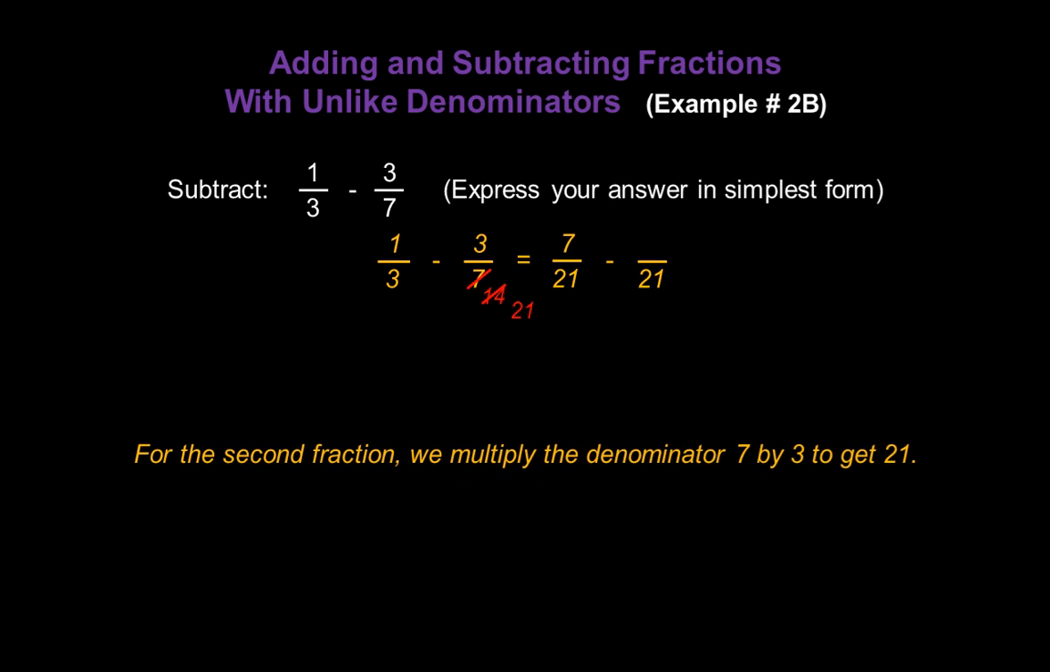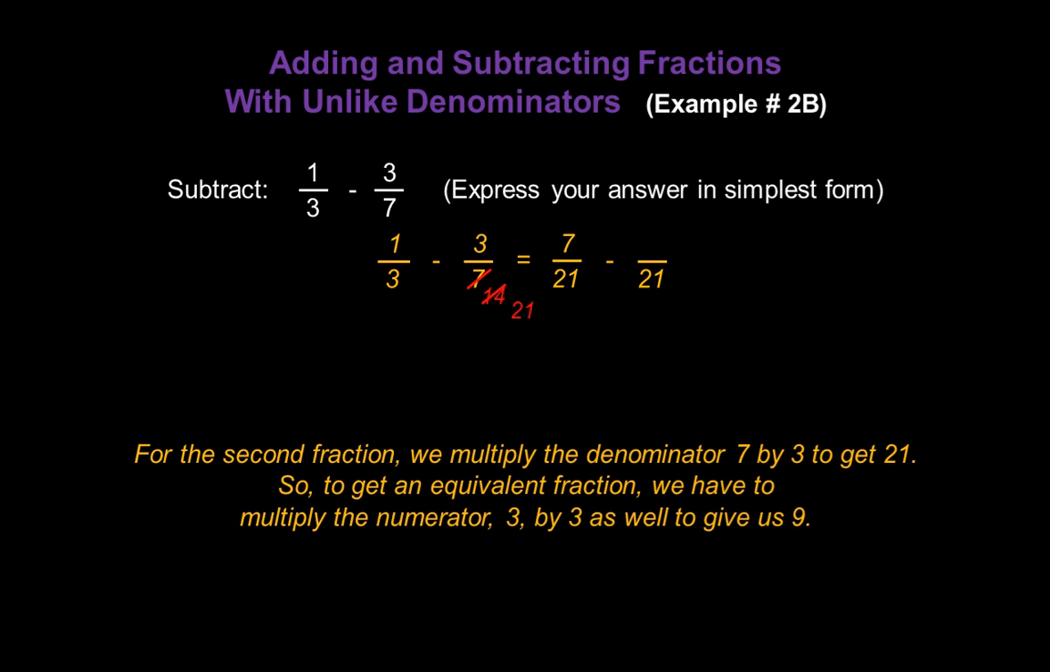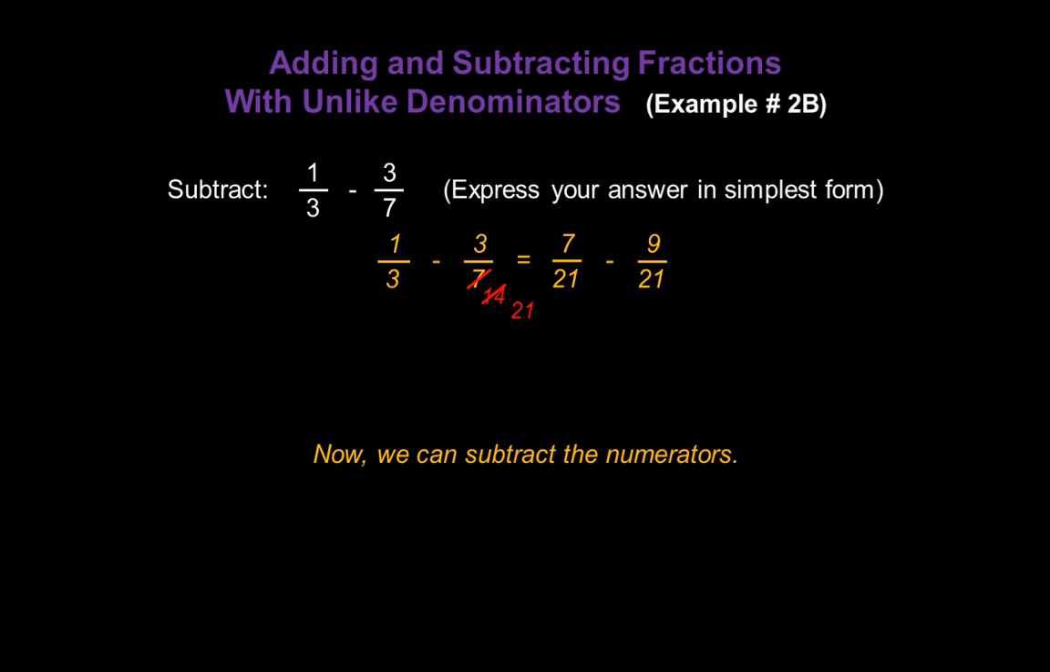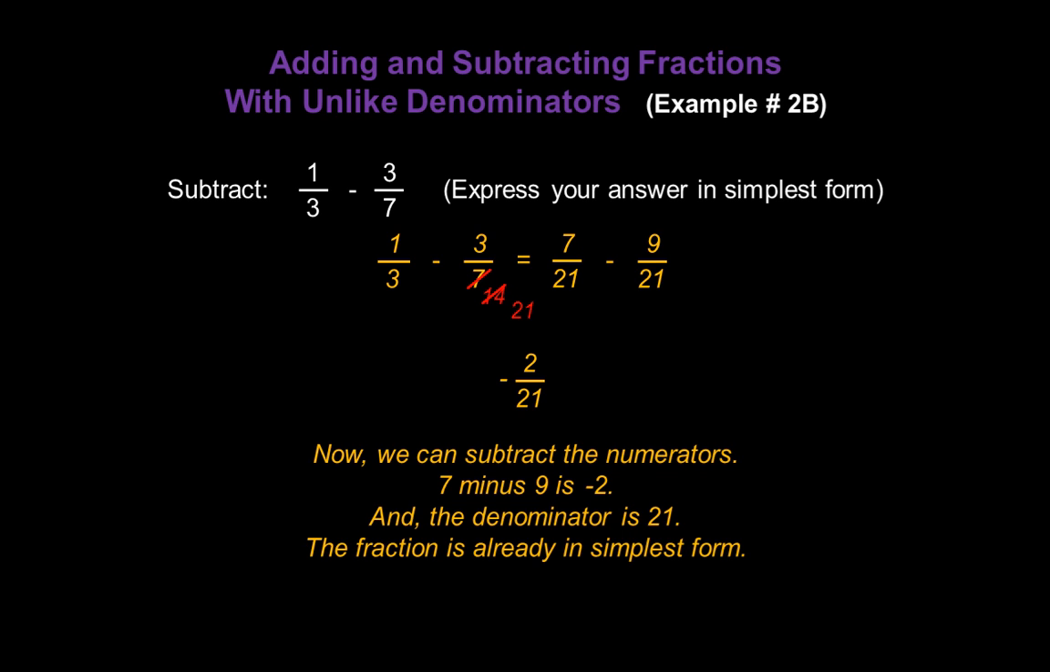For the second fraction, we multiply the denominator 7 by 3 to get 21. So to get an equivalent fraction for that one, we have to multiply the numerator 3 by 3 as well, and that's going to give us 9/21. Now we can go ahead and subtract the numerators because we have a common denominator. And 7 minus 9 gives us -2. And of course our common denominator is 21, so that will be the denominator in our answer. And the fraction is already in simplest form, so our answer is -2/21.